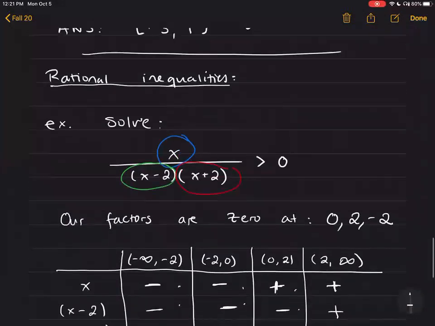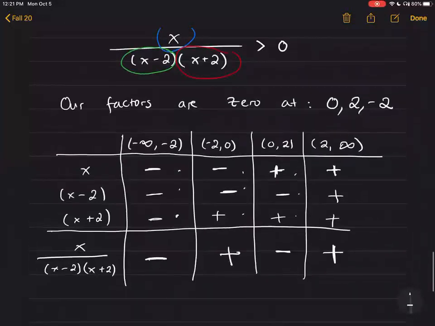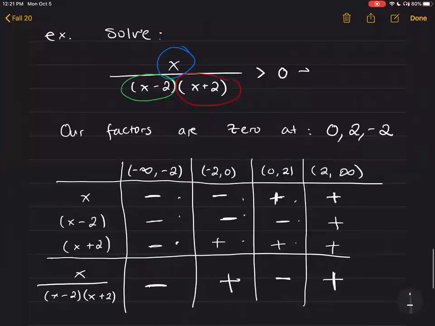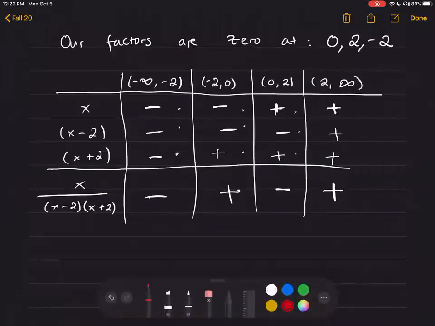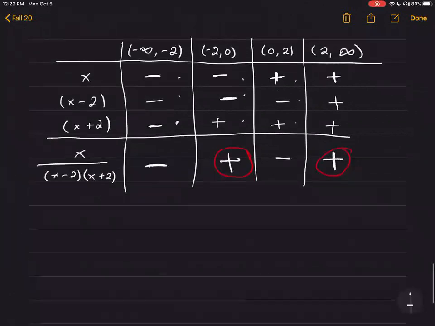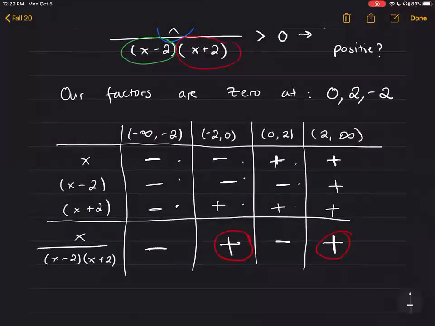Now we have to go back and remember, what are we trying to do? So we want to know where it is positive, right? We're asking where is it bigger than 0? So where is it positive? And if we look at our table that we made, we have it here and here, which means that our answers are going to be some form of -2 to 0 and 2 to infinity.